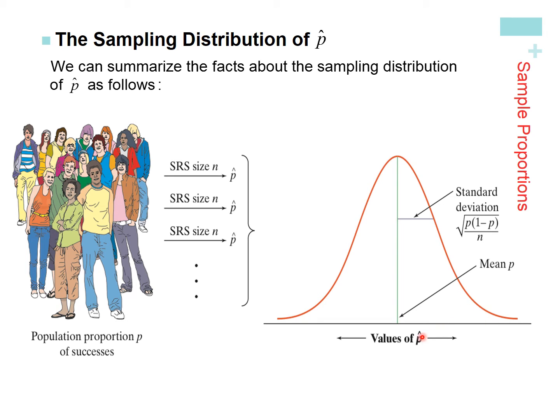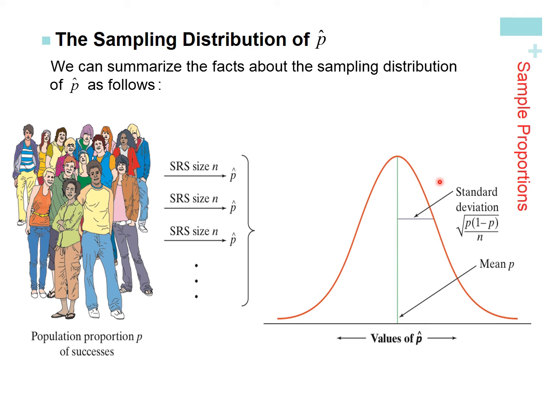So remember, normal curves are defined by the mean and the standard deviation. Well, what is the mean of all of these p hats? The mean of all of these p hats is going to be the mean of the population. Why is it the mean of the population? Because we said it's unbiased if the mean of the p hats is the same as the mean of the population. So when I draw this normal curve, when I label the mean right here, I'm going to label it as the population proportion.